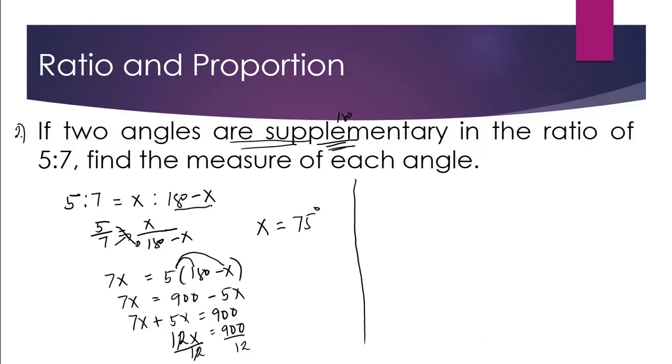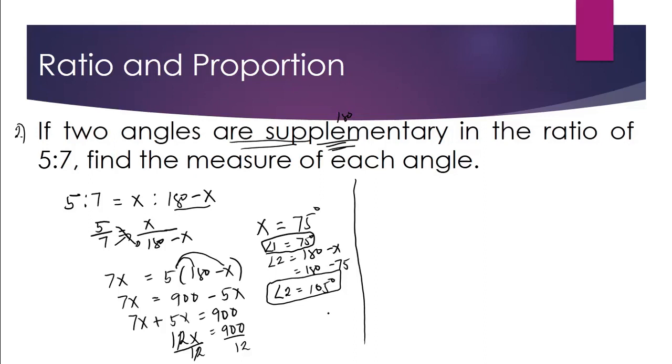And how do we get the other angle? So this is our angle 1, the x, that is 75. And how do we get angle 2? That is 180 minus x. So we have 180 minus 75. That is why angle 2 is equal to 105 degrees. So the two angles with a ratio of 5:7 that are supplementary are 75 degrees and 105 degrees.